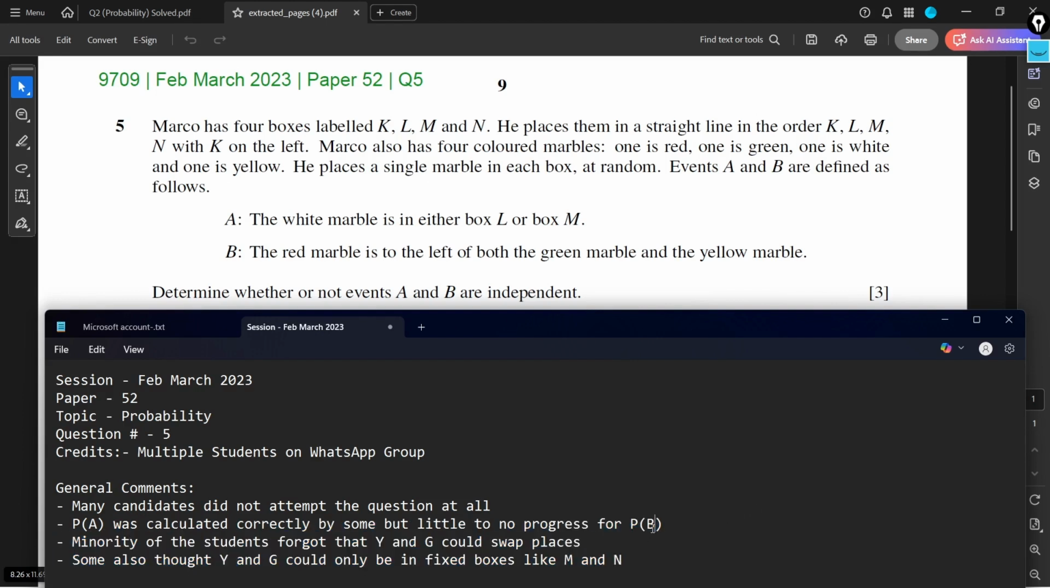And because the probability of B was not correctly calculated, there will be mistakes in calculating the probability of A and B happening together as well. But now let me show you how to solve this question.